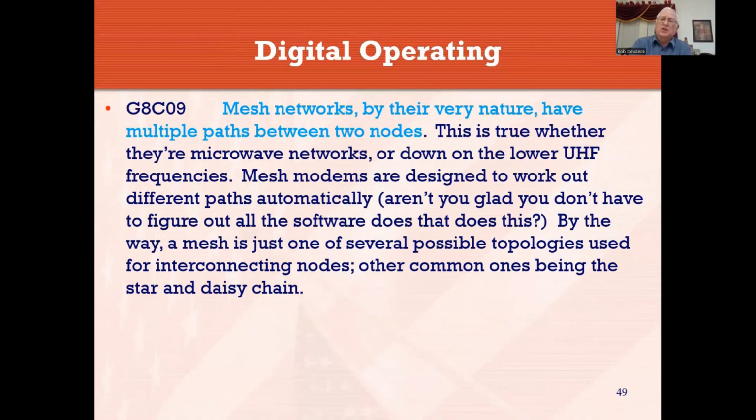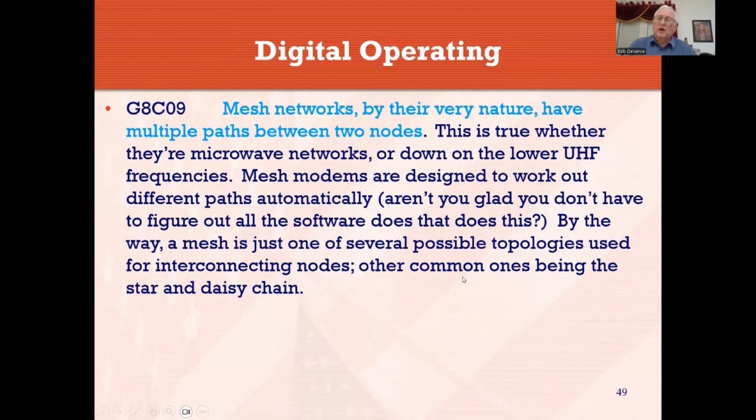The great part about a mesh network is that if one node goes down someplace, your signal going through can go to a different node and still get to where it needs to go. Just reroute around the one that's down. So they have multiple paths to get to wherever things need to go. Doesn't matter if it's a microwave network or in the UHF frequencies or where it happens to be. It just figures it out and it gets it there for us.